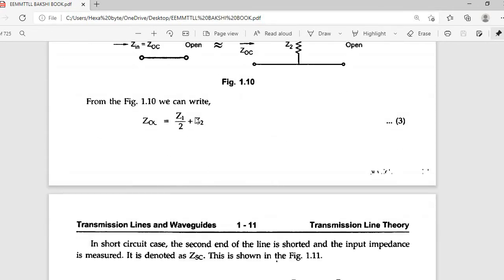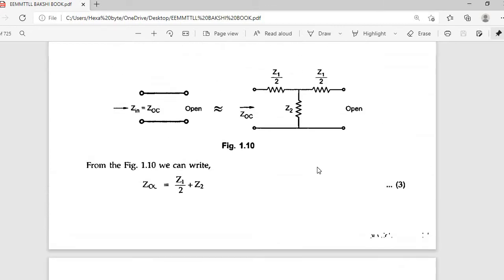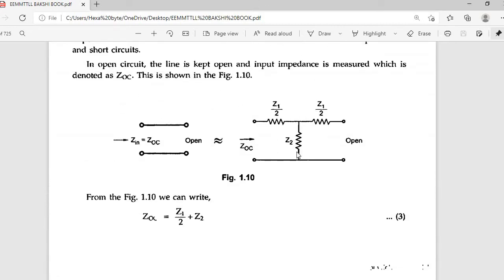So once ZOC is equal to, if it is open, what happens? Open in the sense Z1 by 2 plus Z2. This impedance is present towards the ZOC representation. ZOC is open, there is no connection of load here. So ultimately this is the open side. On the input side, ZOC is equal to Z1 by 2 plus Z2. Only these two resistors are equivalent to the ZOC.